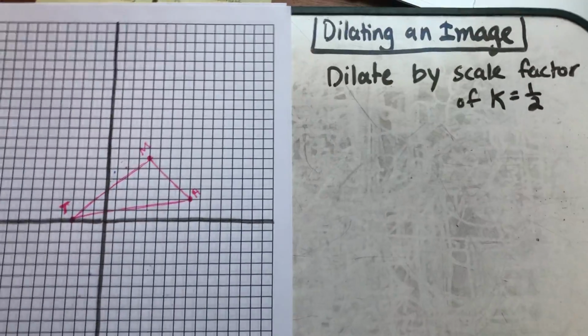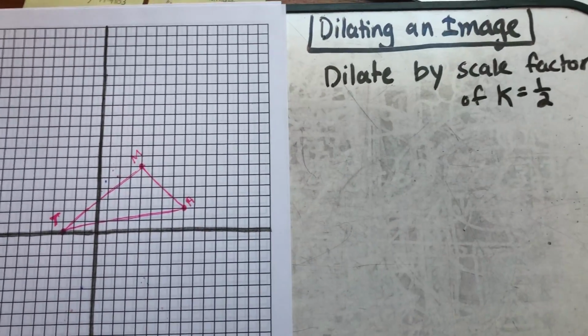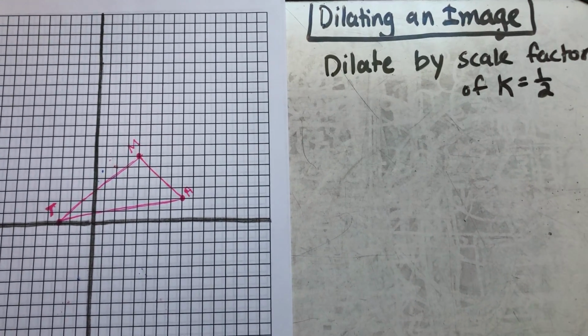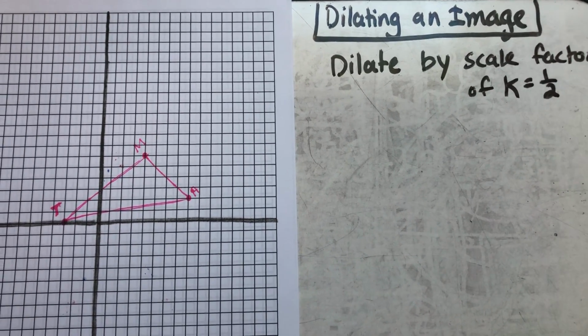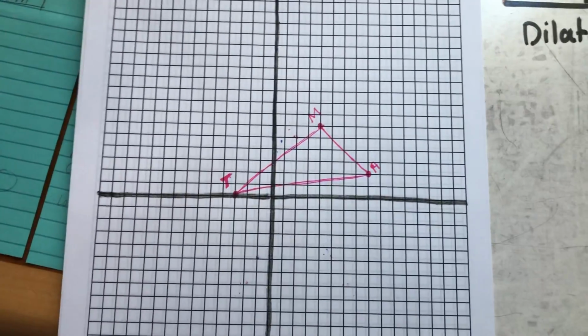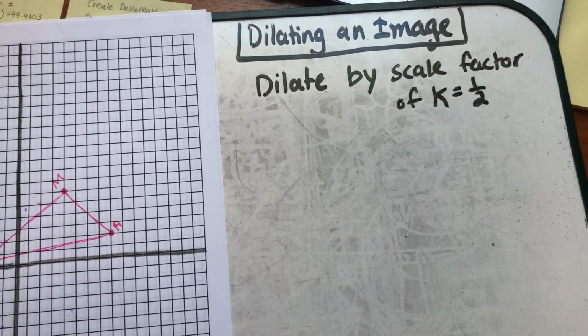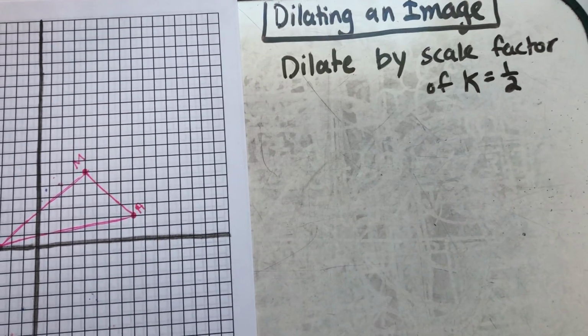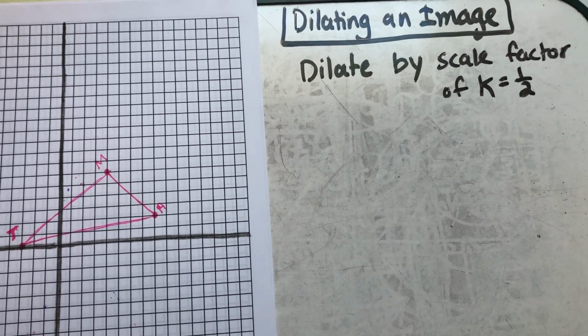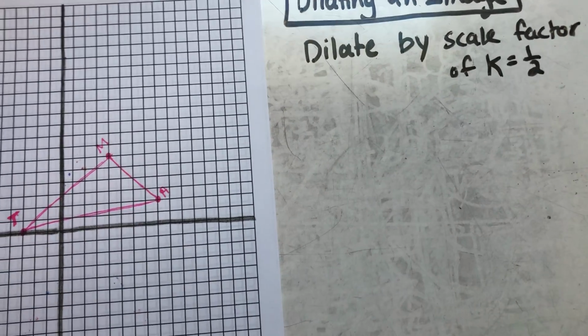Alright, so guys, this video is to show you how to dilate an image. It could be a triangle, it could be any shape whatsoever, okay? So what we have here is this triangle, MAT. And the problem is telling you to dilate it by a scale factor of 1/2, which you should already know, that if it's less than 1, it is going to get smaller.